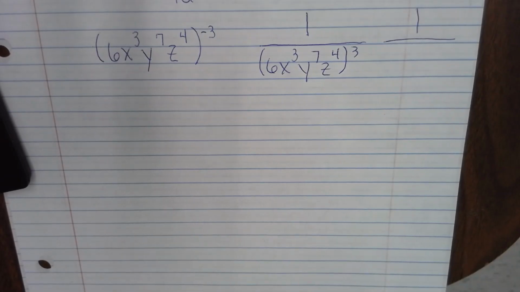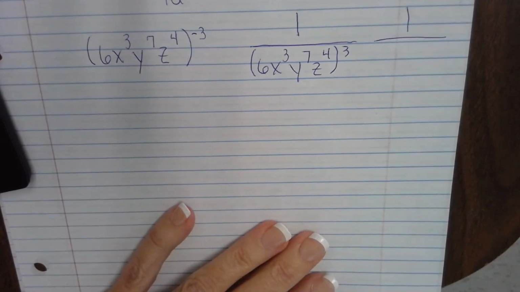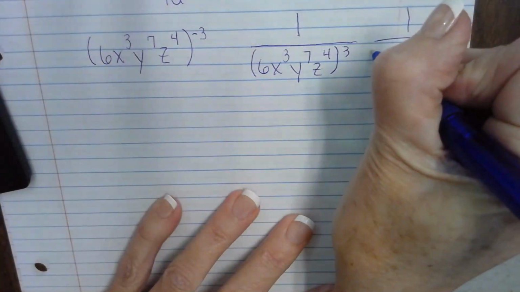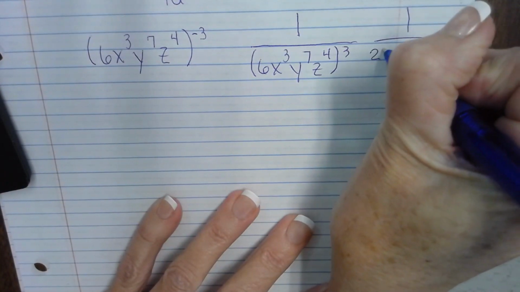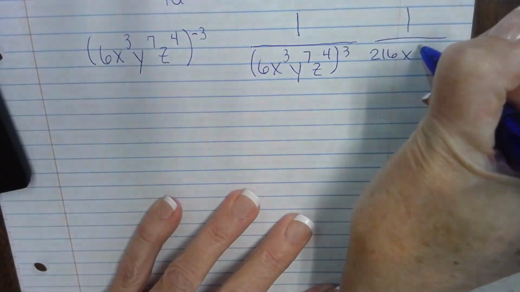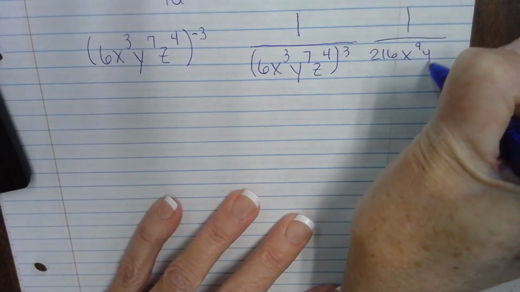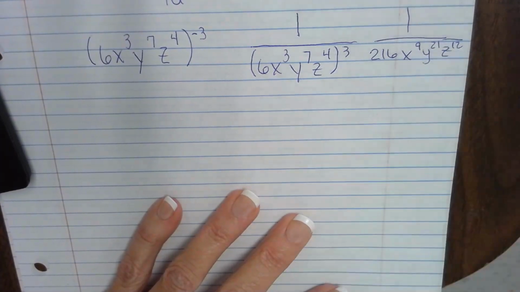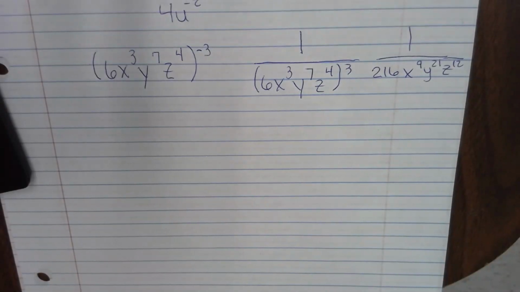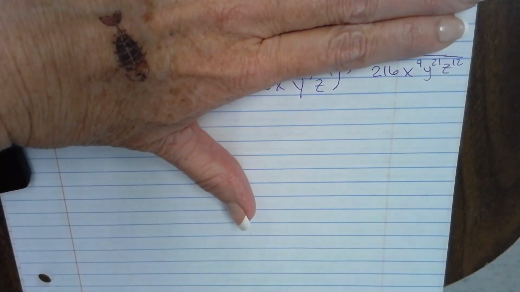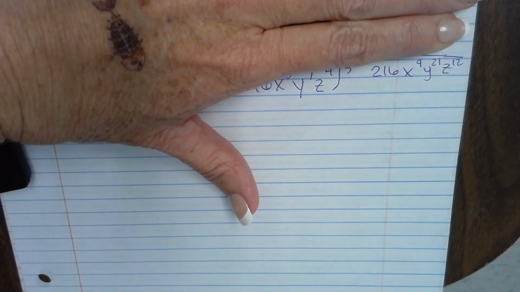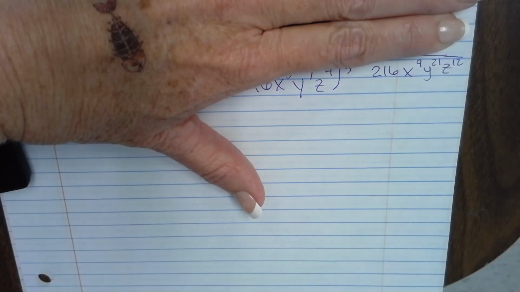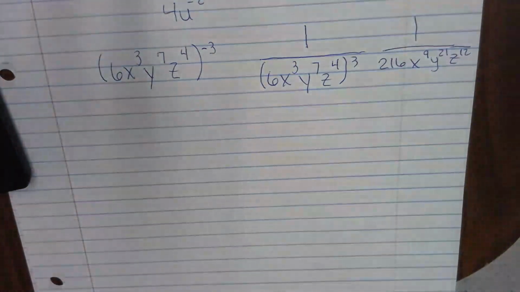All right, so 6 cubed, what do we get? 216. Should be on the bottom. Should be x to the 9th, y to the 21st, z to the 12th, and that should be on the bottom with a 1 on top. If you did not have the 1 on top, y'all, I can guarantee you on a multiple choice, that will be one of your answers to see if you forgot to put it on the bottom. Okay?